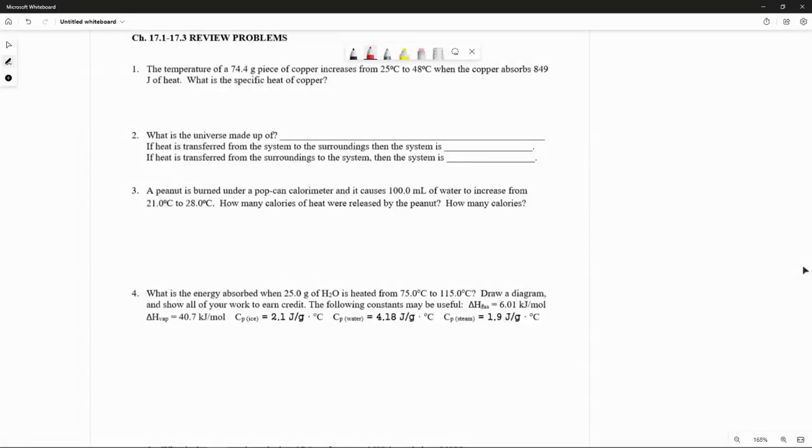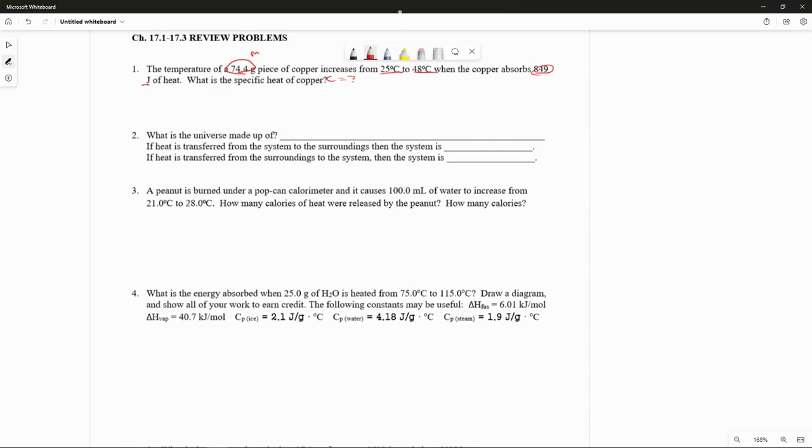All right, let's go over the study guide review problems. Number one: the temperature of a 74.4 gram piece of copper increases from 25 degrees to 48 degrees Celsius when the copper absorbs 849 joules of heat. What is the specific heat, C, of copper?